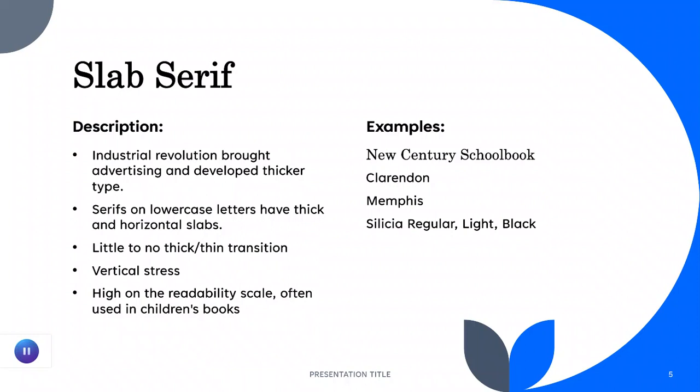Slab serif, so it still has serifs. The Industrial Revolution brought this about when they started doing advertising, and they just developed a thicker type. The serifs on lowercase letters have thick horizontal slabs. There is little to no thick, thin transition, though. There's a vertical stress. It's high on the readability scale, and it's often used in children's books. So it's similar to old style and modern, but it's a lot easier to read. That's why it's used in children's books.